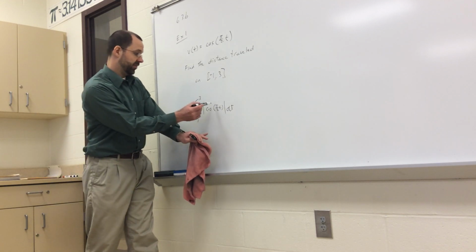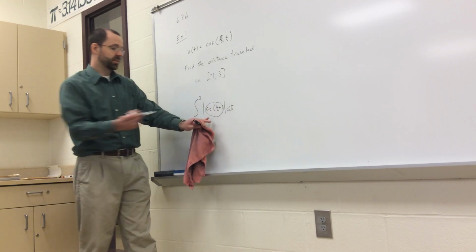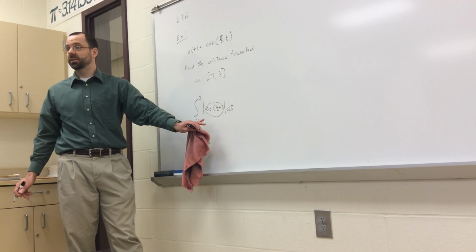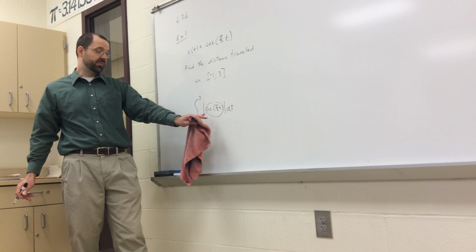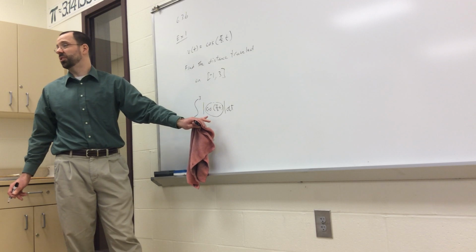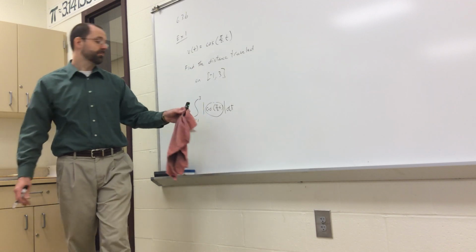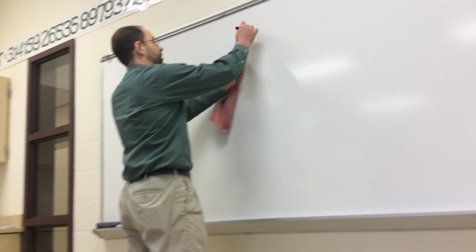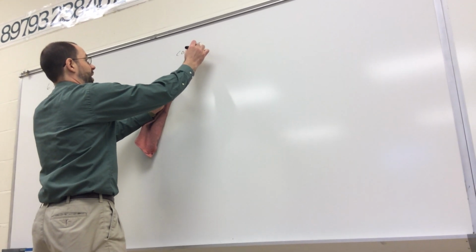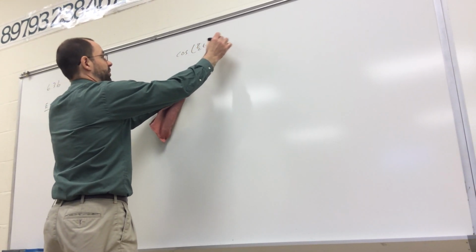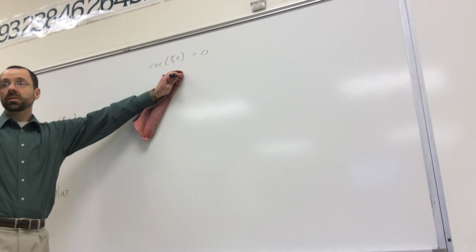Now, we need to figure out when this is positive and when that is negative. So our first job is to figure out what the function is when it's positive, when it's negative. Okay, so we're going to solve for the cosine of pi over 2t. We're going to figure out when it's positive.